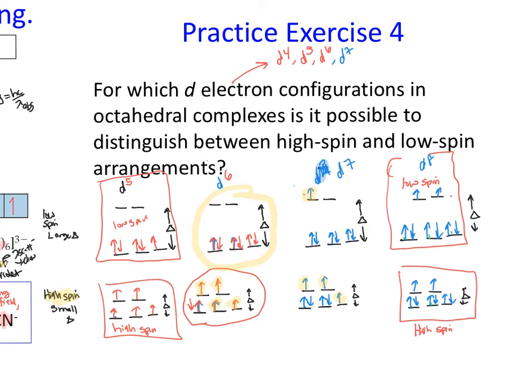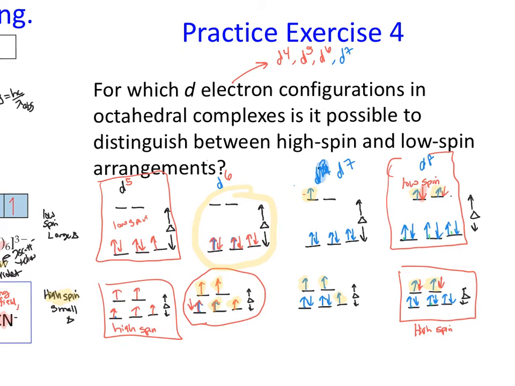And I can see that with D8, it's indistinguishable between high spin and low spin. For both of these examples I have just 2 unpaired electrons up in the higher energy orbitals, and the bottom are all filled. And you can see how if we were to go to D9, I would add 1 electron here. That would be indistinguishable. D10, that is the same.